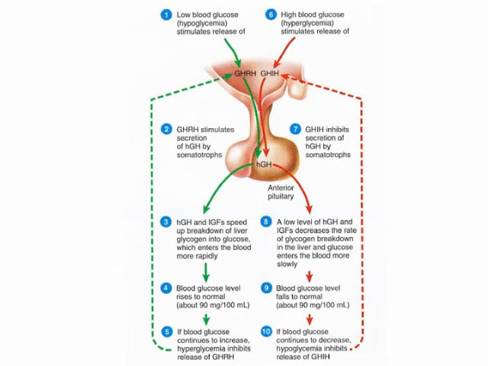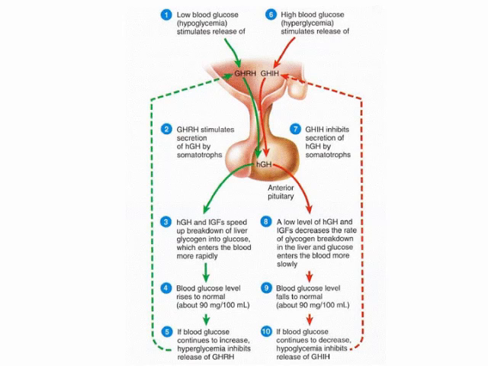And so that's one example of the negative feedback. Here's another example of a negative feedback system with low blood glucose and high blood glucose. So low blood glucose is going to stimulate the release of growth hormone releasing hormone, which is then going to go down, in this case, into the anterior pituitary, which is then going to follow the progression that you see there.